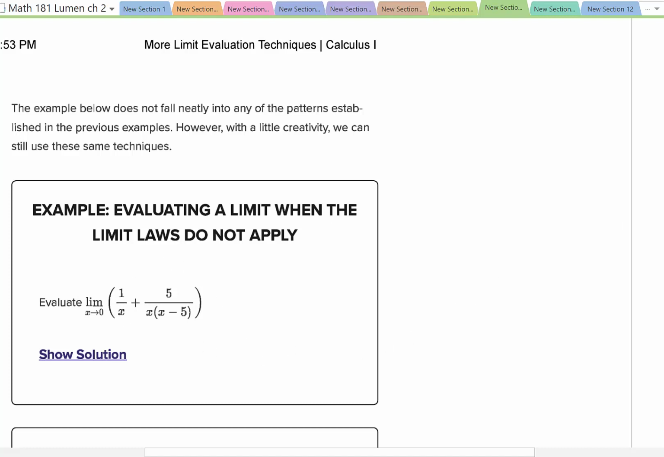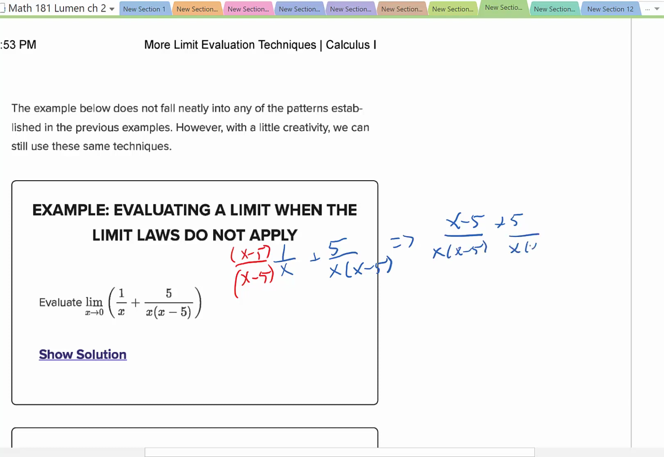So let's think about this. 1 over x plus 5 over x times x minus 5. So I'm going to multiply this one by x minus 5 over x minus 5. And that's going to give us x minus 5 over x times x minus 5 plus 5 over x times x minus 5.